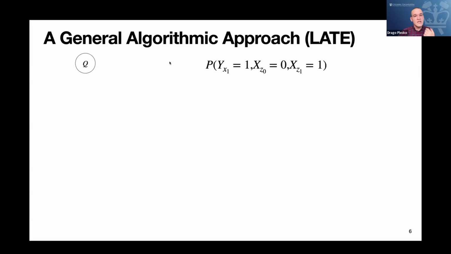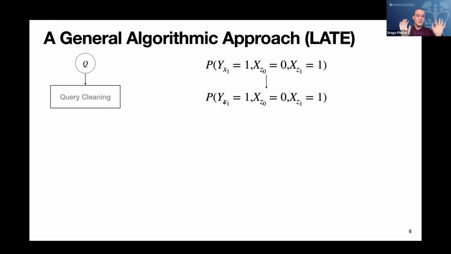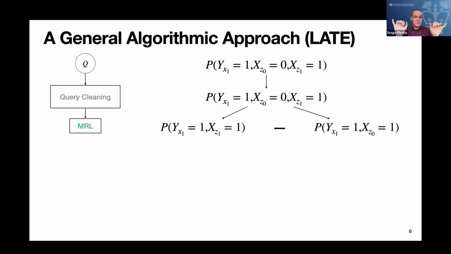In this general algorithmic approach, the first step is related to query cleaning. There's a lot that you can read about this in other papers coming from the Causal AI lab, or some previous papers as well. But in our case, query cleaning is void; we don't really need to perform any query cleaning. In the second step, we can use the monotonicity reduction lemma on this term. What that's going to give us is that we break down this term that looks quite difficult into two terms.